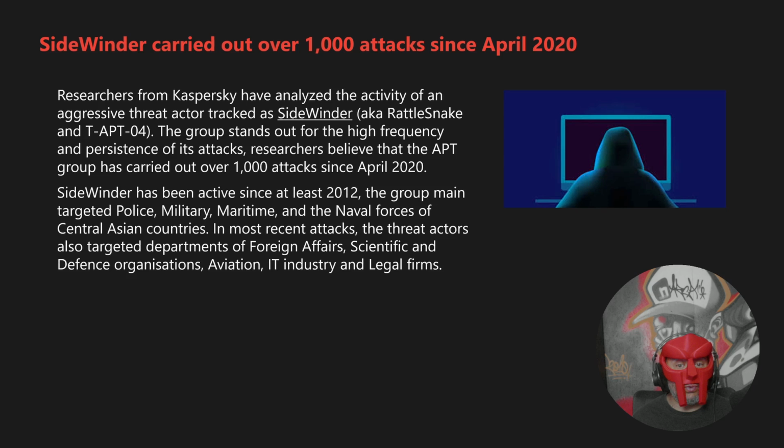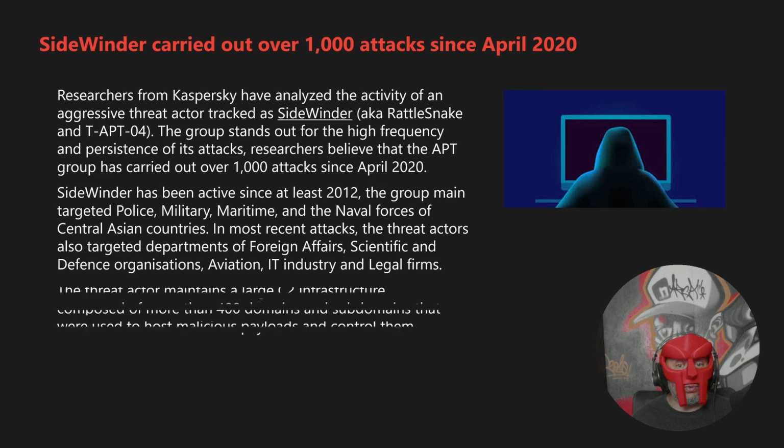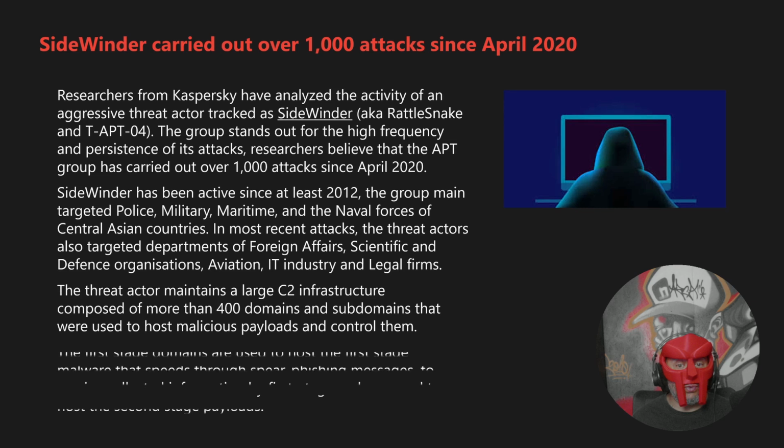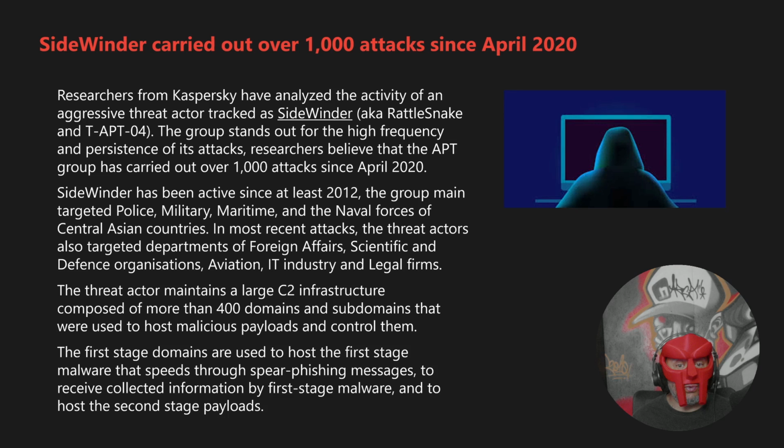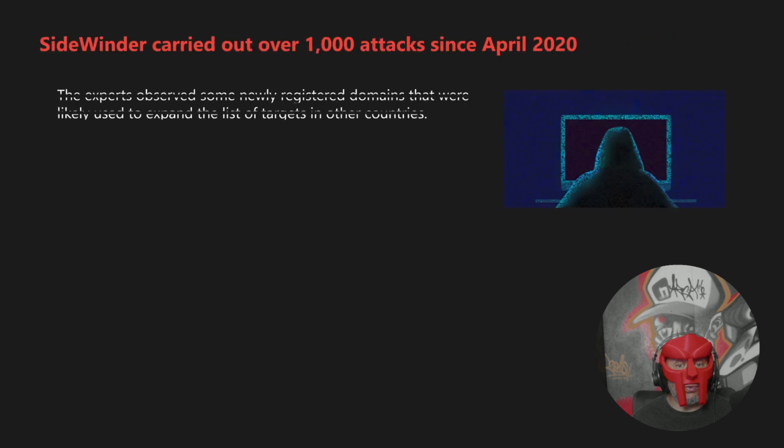In the most recent attacks, the threat actors also targeted departments for foreign affairs, scientific and defense organizations, aviation, the IT industry, and legal firms. The threat actor maintains a large command and control infrastructure composed of more than 400 domains and subdomains that were used to host malicious payloads and control them. The first stage domains are used to host the first stage malware that spreads through spear phishing messages, to receive information collected by first stage malware, and to host the second stage payloads.